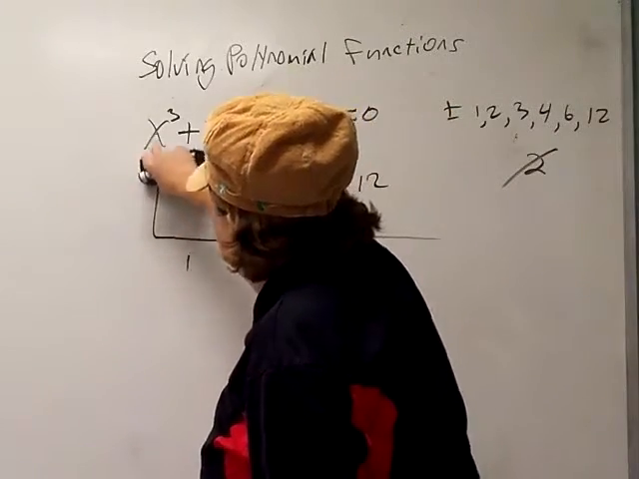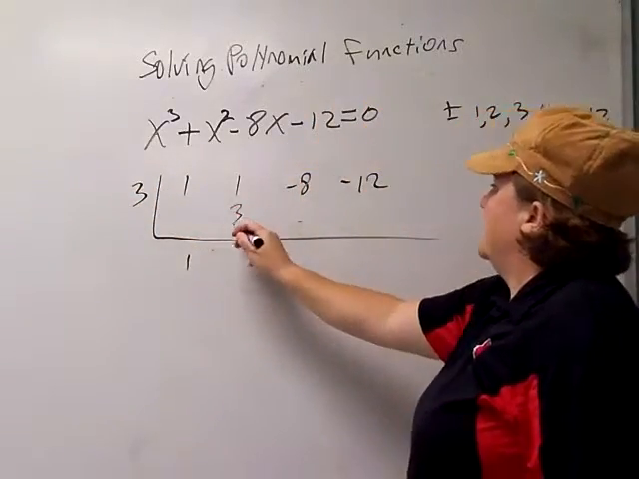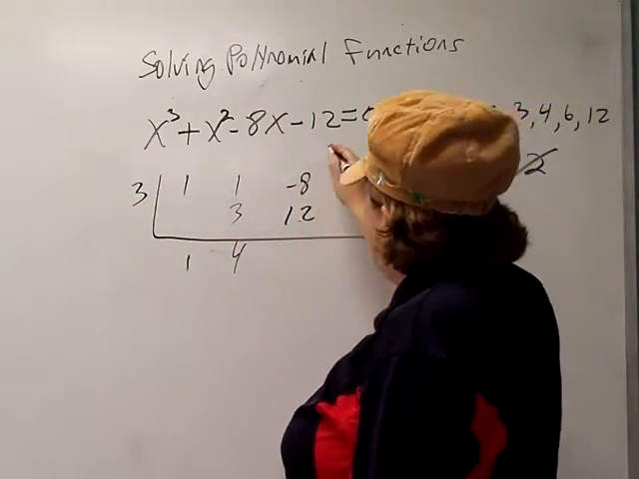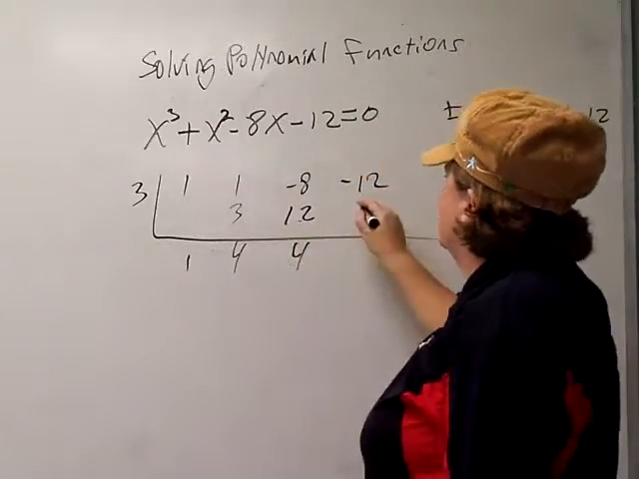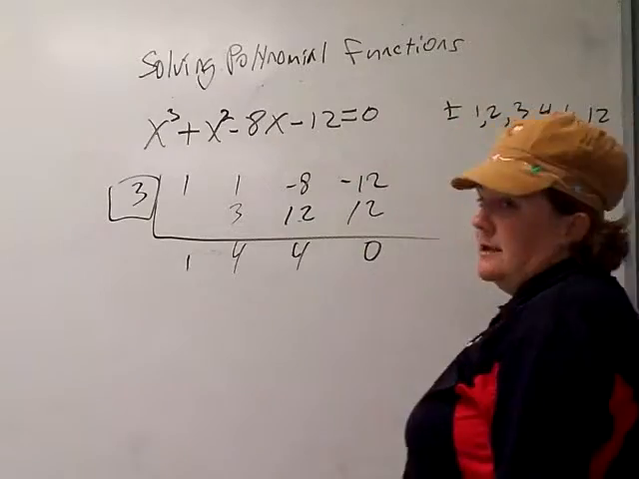So I'm going to look at that 3 next. Trying 3. 1 times 3 is 3. I add and get 4. 4 times 3 is 12. I add and get 4. 4 times 3 is 12. I add and get 0. So 3 is good. 3 works. Okay, good news for me.